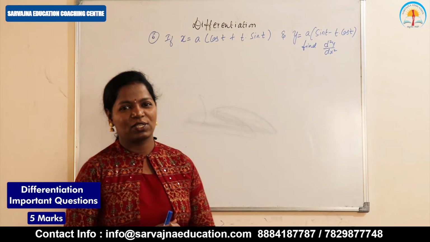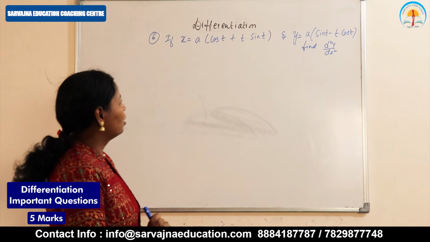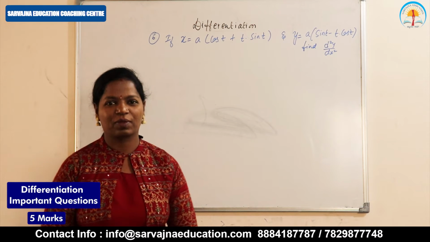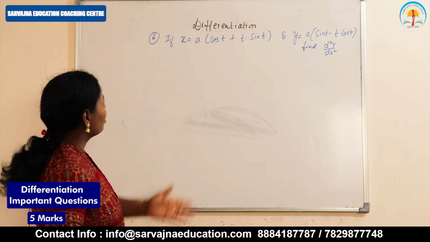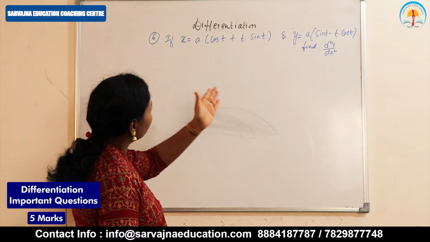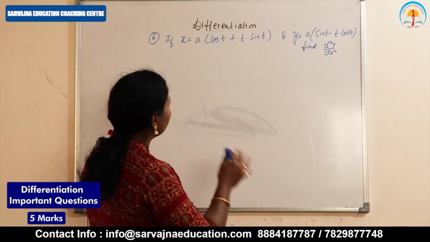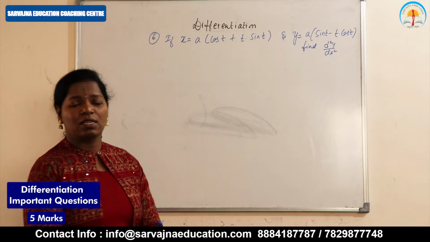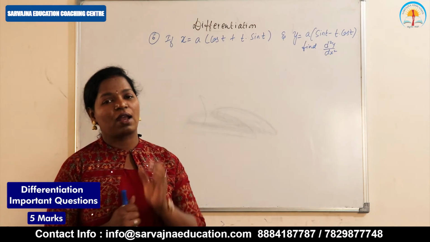So guys, sixth question carries 5 marks. Important also. Okay. So now you see this question, x is equal to a of cos t plus t sin t, y is equal to a of sin t minus t cos t. This is a parametric function.